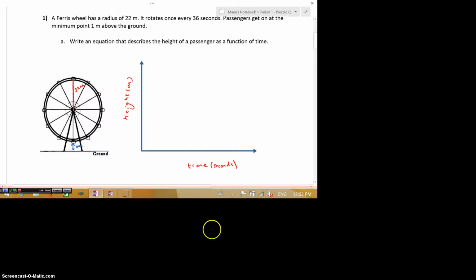So I'm going to set up my scale here. So 0. It's going to take 36 seconds for one full cycle. So that means 36 seconds is going to be one full cycle. I'll draw two cycles just to get an idea of what's happening with the graph. So 36 and then 72.